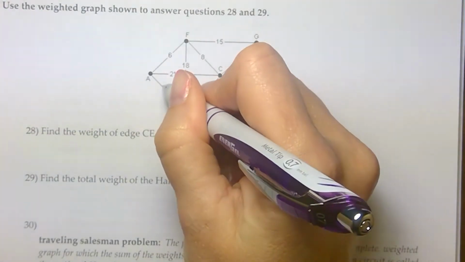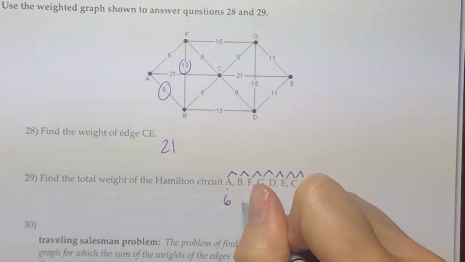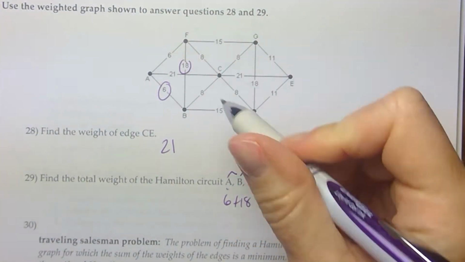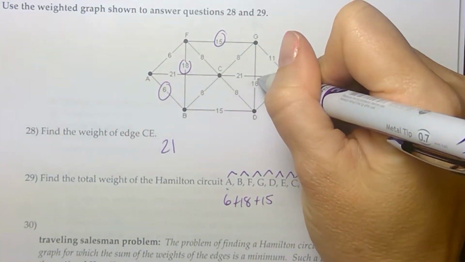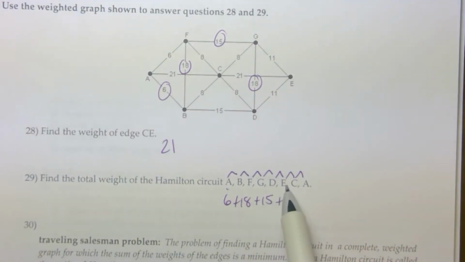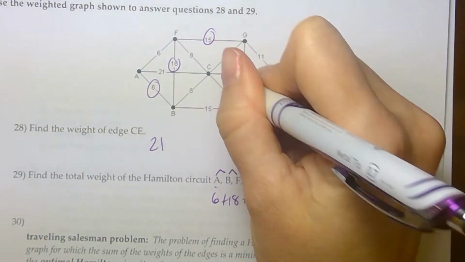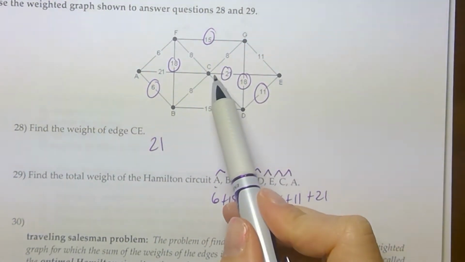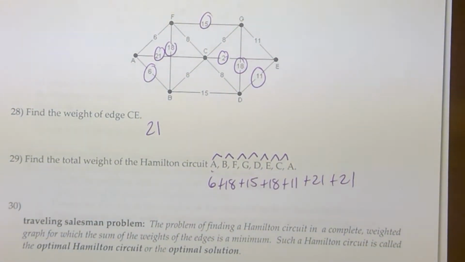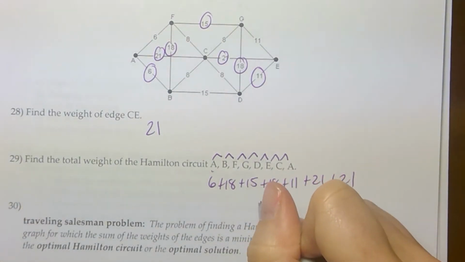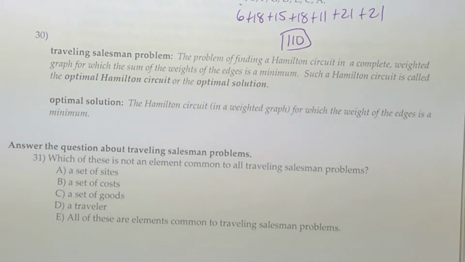What is the weight of edge AB? Well, that's 6. And then B to F is 18. And then F to G is 15. G to D is 18. D to E is 11. E to C is 21, and then C back to A is also 21. So once I've written all these down, I add them up and I find the weight of that circuit is 110.